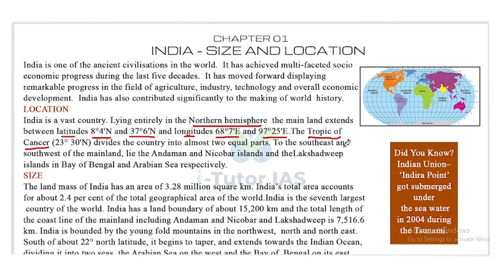Look at this picture. This yellow color is India, and this is the southeast direction, and this is the southwest direction. To the southeast and southwest of the mainland lie the Andaman and Nicobar Islands. So southeast is Andaman and Nicobar, and southwest is Lakshadweep Island. The Andaman and Nicobar Islands are in the Bay of Bengal and Lakshadweep is in the Arabian Sea. So that is about India's location.